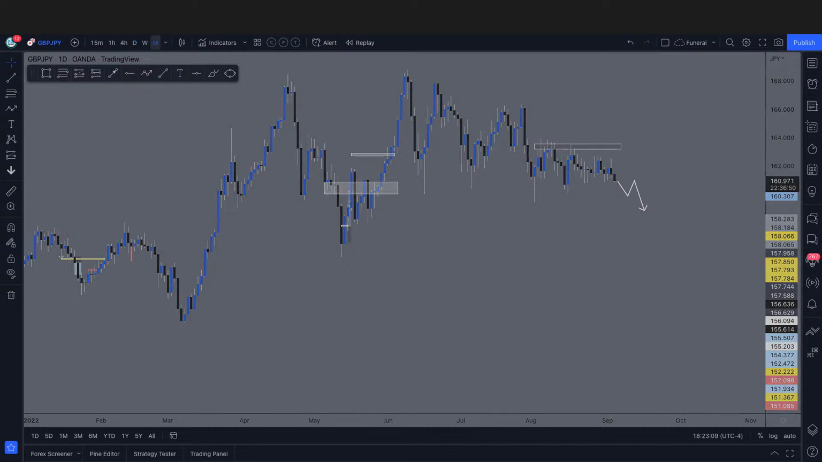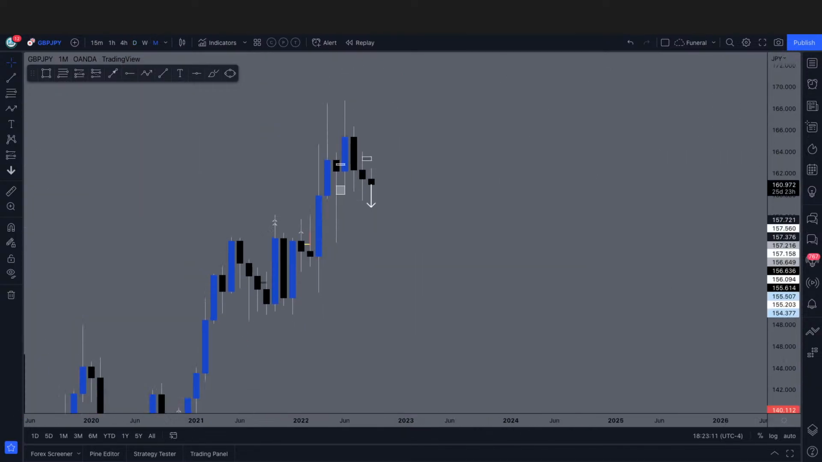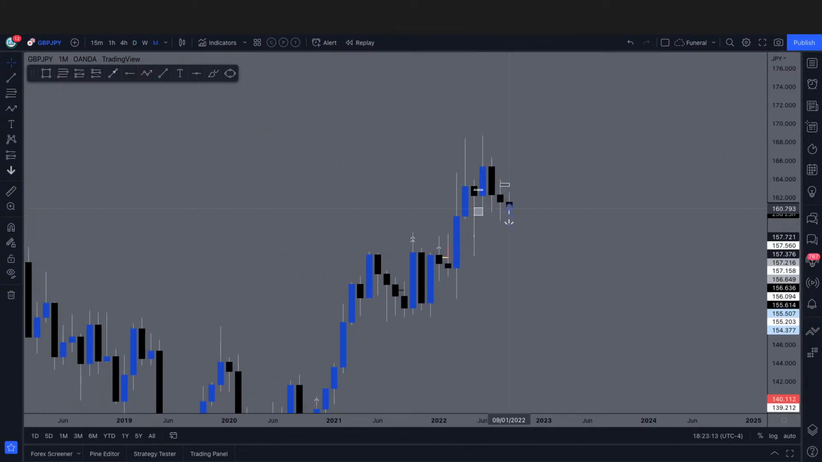Dropping down to GBP/JPY on the monthly, we've recently been rejecting these highs, looking to make a move to the downside. So we have a move to the upside, coming back for the retracement, a failed impulse, not creating a higher high, but then starting to make moves to the downside and currently breaking below that level.